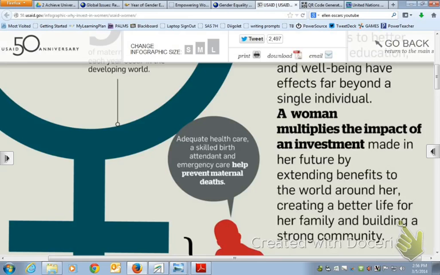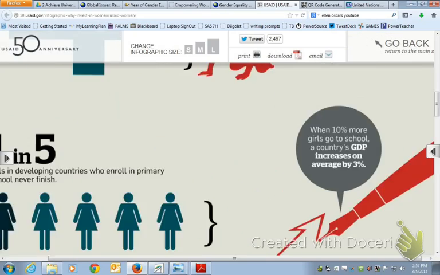So looking at this infographic, we see here that if we had adequate health care, a skilled birth attendant, you could just call that maternal health, and emergency care, we could improve global health. Again, in our country, we have very good health facilities. If we have an emergency, we even have a special car that comes and picks us up and fights through traffic to get you to a clean facility with special trained medical people to help you. In some places, that's not the case. All right, so that could obviously help with global health.